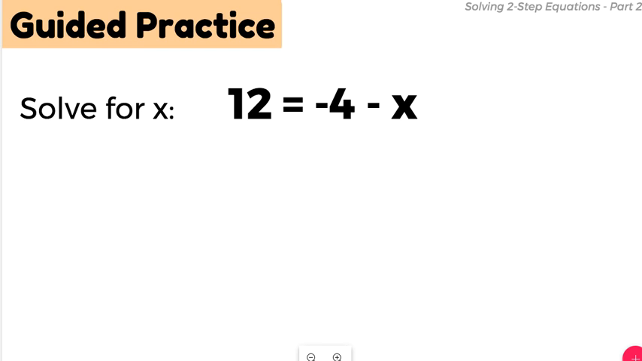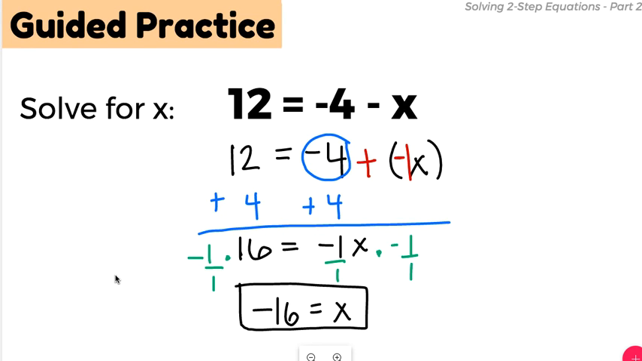All right, we're going to do a little guided practice. I want you to try this problem on your own. Hit pause. Then I want you to check your work against my work. Okay, you should have gotten x equals negative 16. So just take a second and look through what I did. Added the opposite. Got 12 equals negative 4 plus negative 1x. Add 4 to both sides. Find the opposite of the left and the right, and you get x equals negative 16.